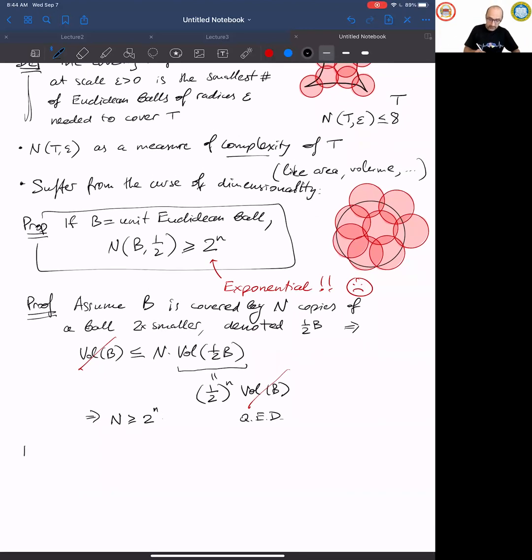And it's a general phenomenon, unfortunately. The fact that the covering number of the ball is exponential is not just because the ball is bad or something like this. It's just a general phenomenon. Covering numbers are usually exponential in the dimension n.